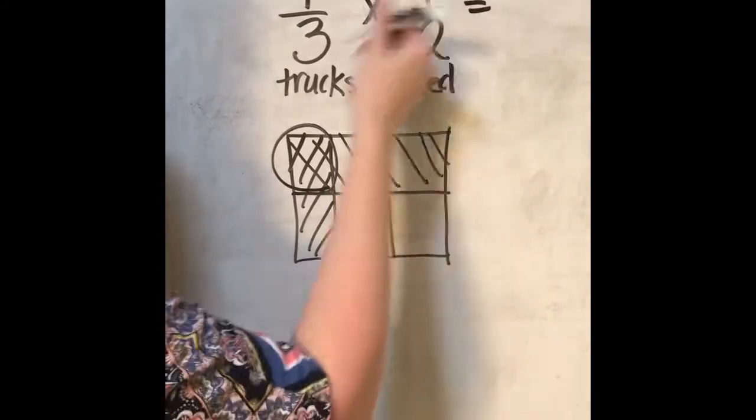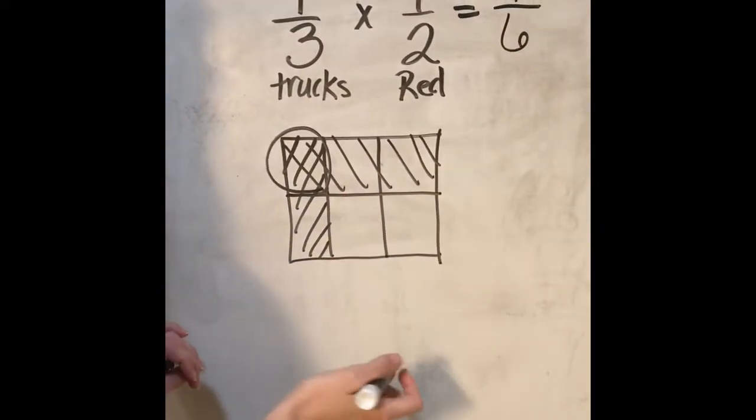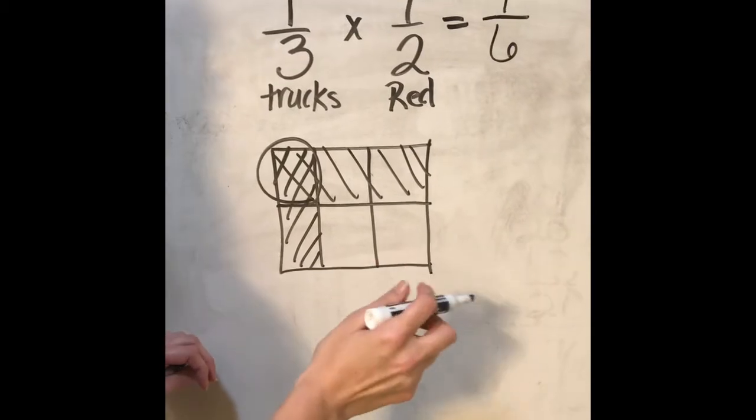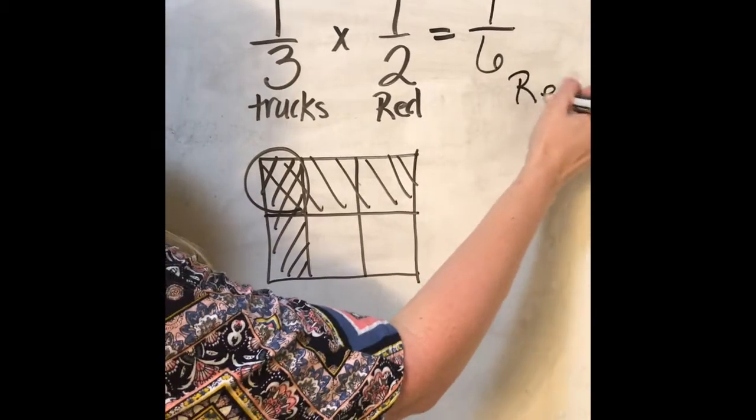We can also find that by multiplying the numerators and multiplying the denominators. So our answer shows that of all the vehicles in the parking lot, 1/6 of them are red trucks.